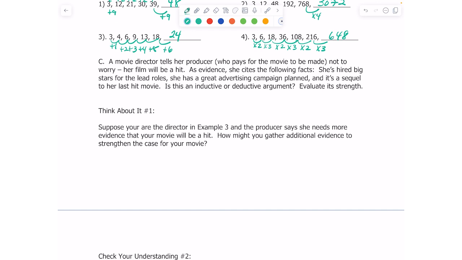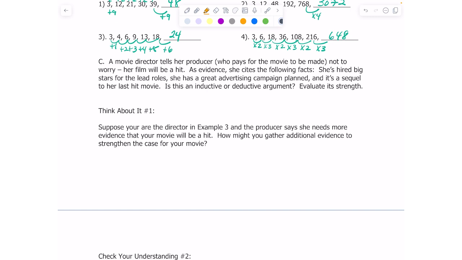In letter C, a movie director tells her producer not to worry, her film will be a hit. As evidence, she cites the following facts. She's hired big stars for the lead roles, she has a great advertising campaign planned, and it's a sequel to her last hit movie. Is this an inductive or deductive argument? And we need to evaluate its strength. Okay, so what do you think, inductive or deductive, and why?